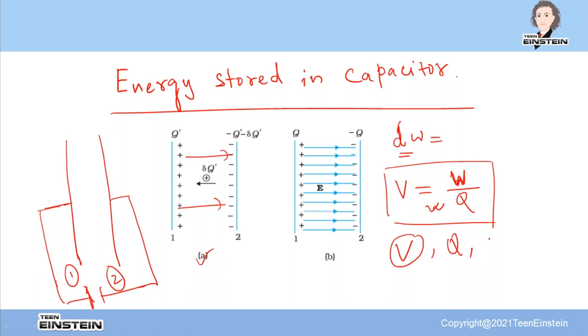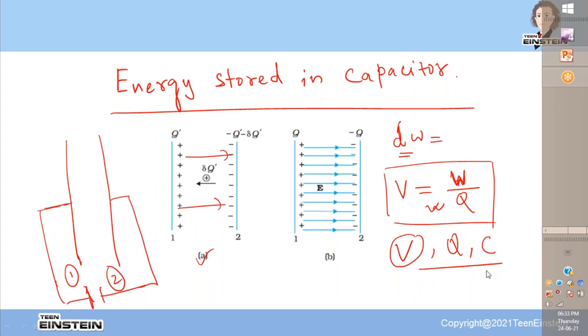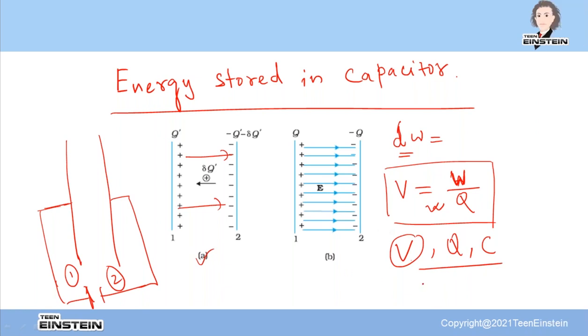So we have a relationship: Q is equal to CV. Sorry, I said it wrong earlier. Q is equal to CV. So from here we can find the potential: V is equal to Q by C. Now the situation was Q prime, so I'll take this as V prime, and V prime is Q prime by C.